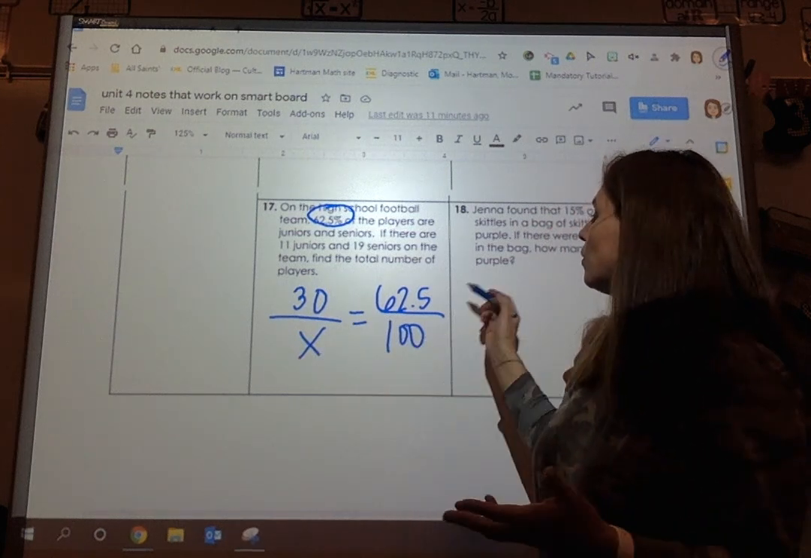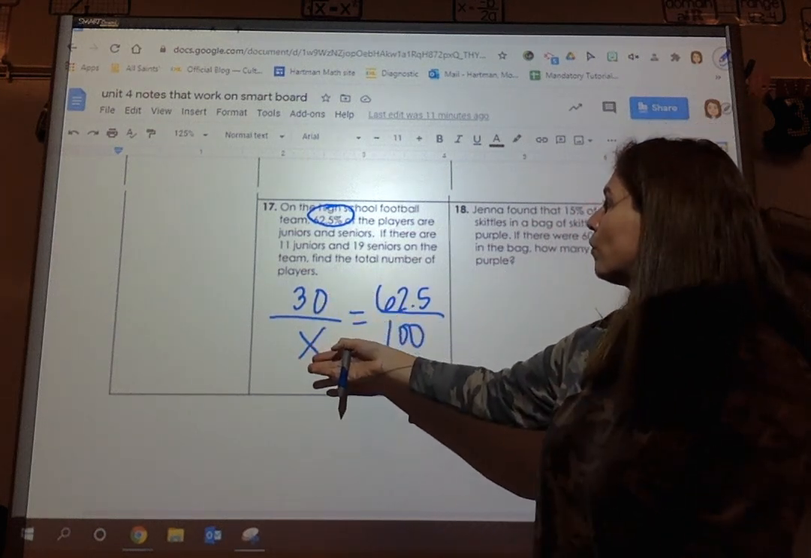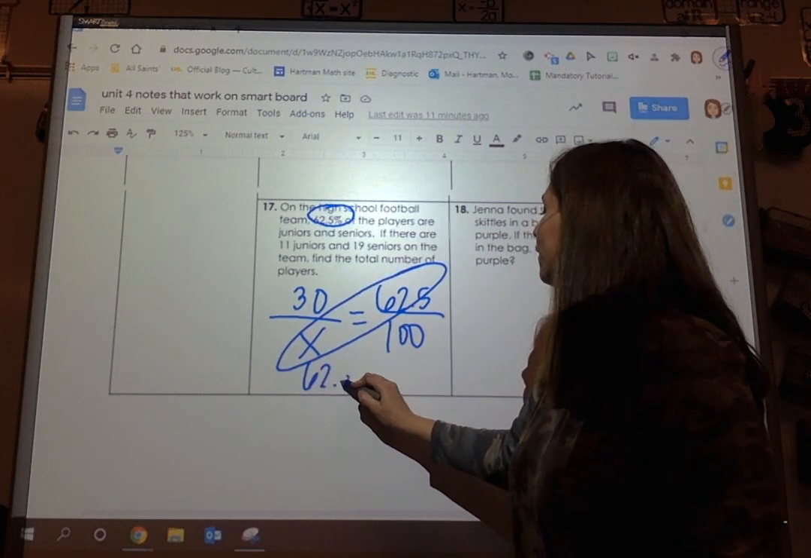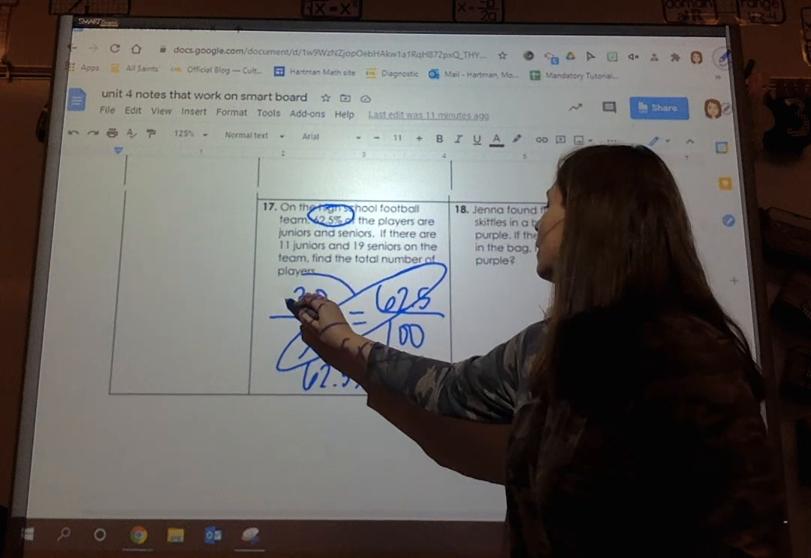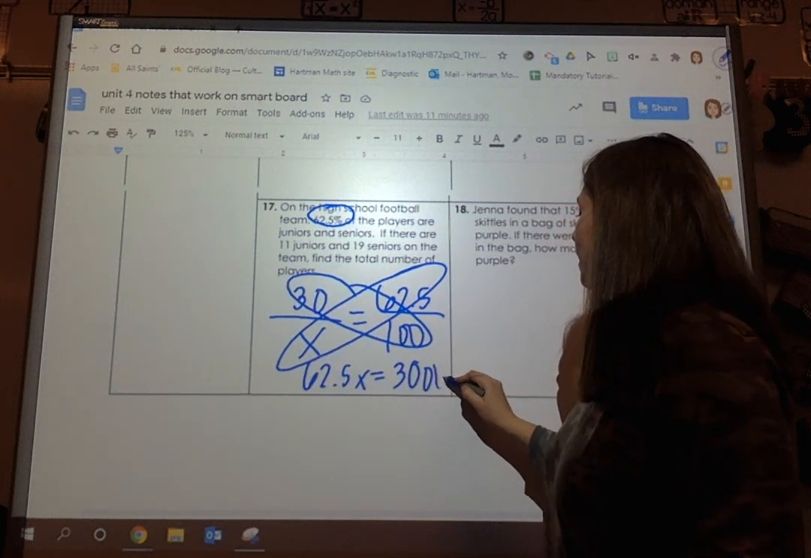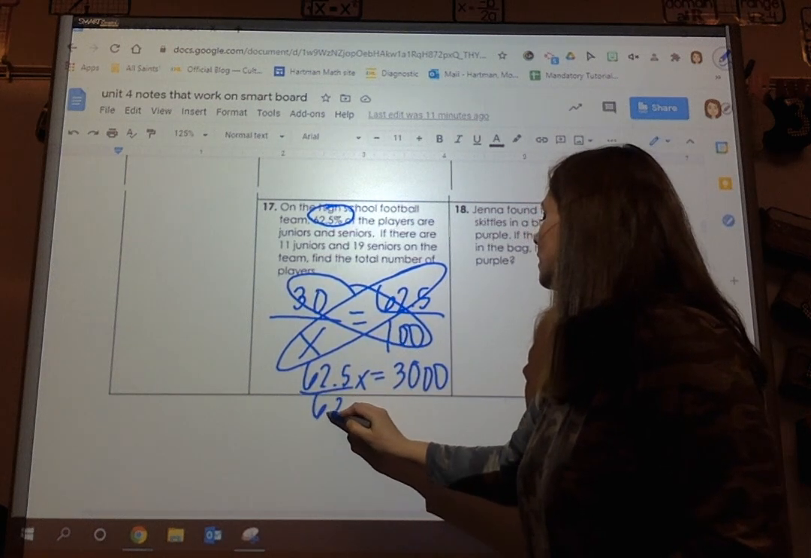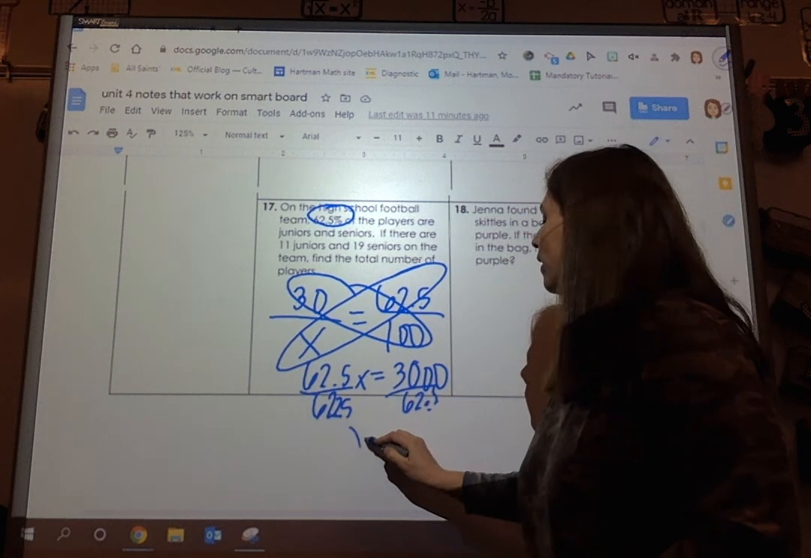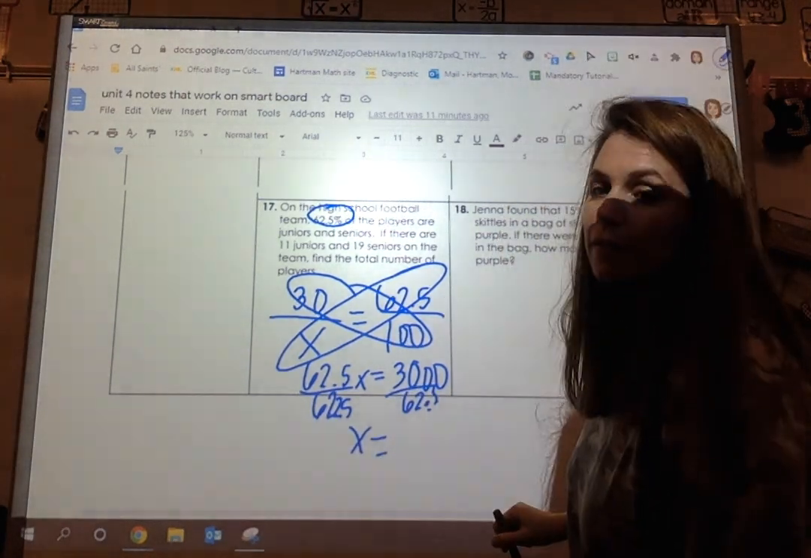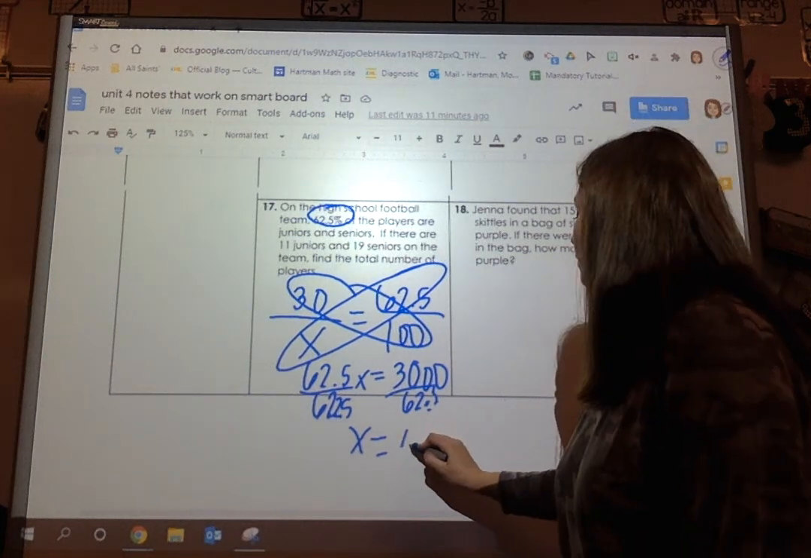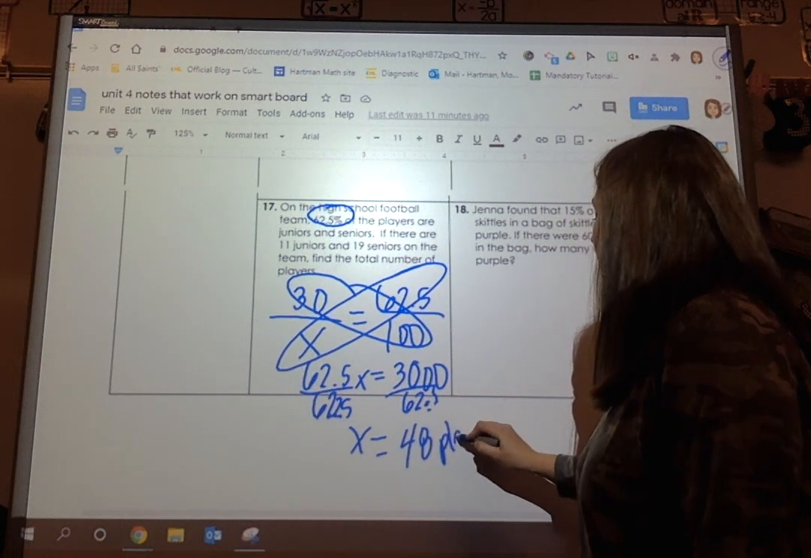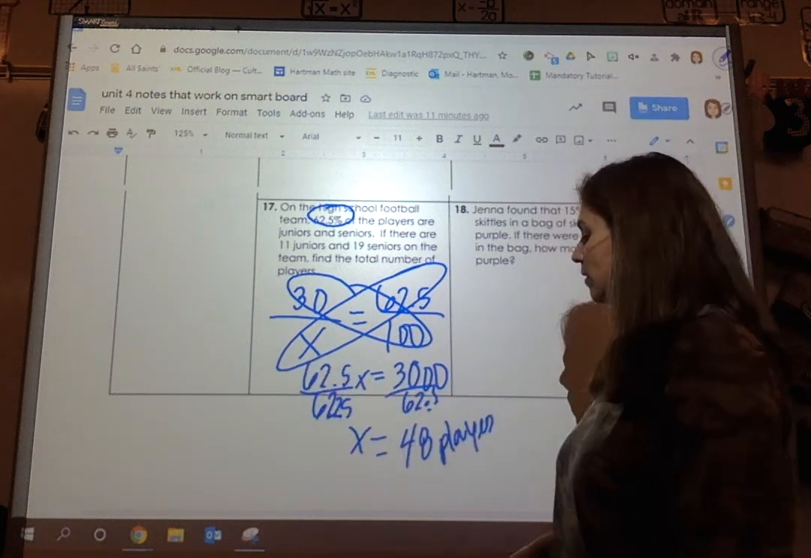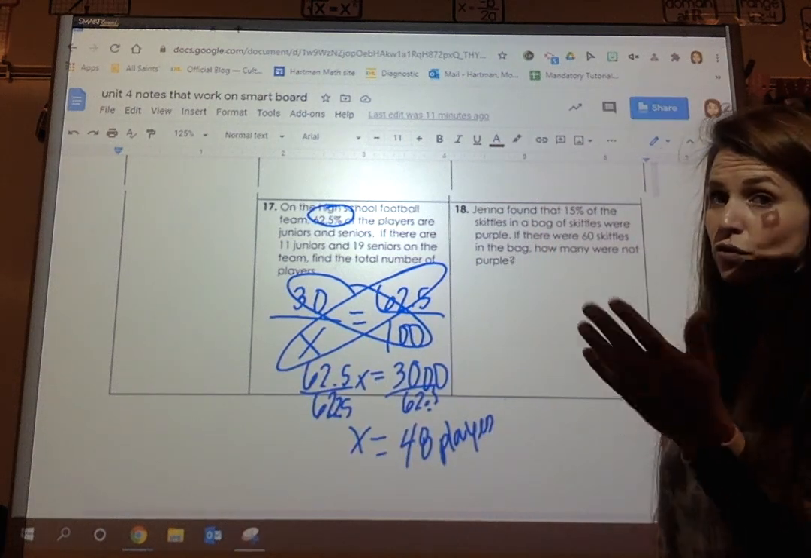So here's my proportion, part over 100. Cross multiply: 62.5x equals 3,000, and when I divide by 62.5, I get x is going to be 48 players. So 48 players represents the total number of players on the team that are juniors and seniors.